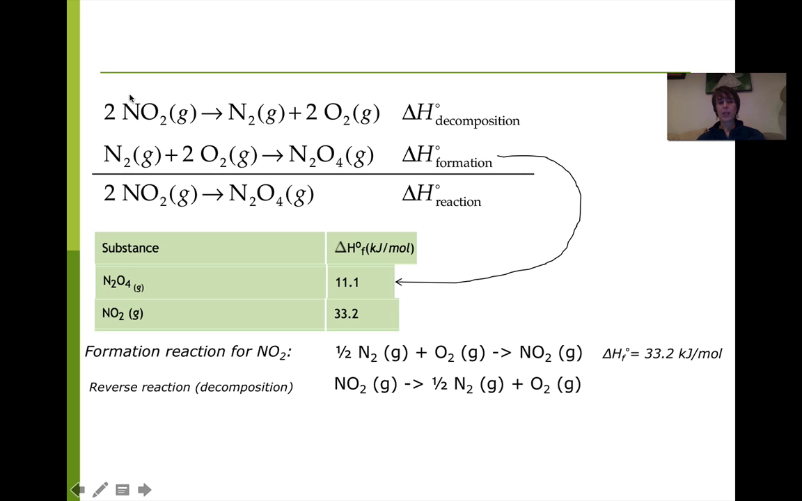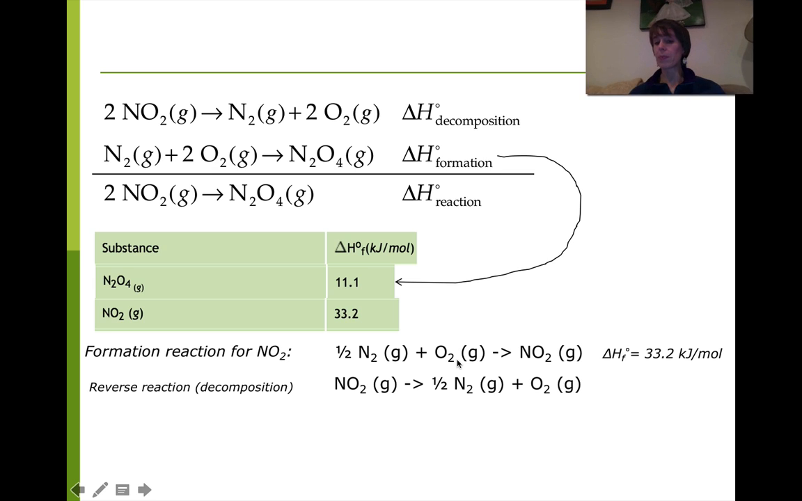Now, up here, the NO2 is on the left side. It's a reactant because we're decomposing it. We can flip the formation reaction, half a nitrogen plus 1 oxygen, in reverse, and we will know the enthalpy change associated with that reversed reaction because, since enthalpy change is a state function, the enthalpy change of the reverse reaction is equal in magnitude but opposite in sign. So the enthalpy change associated with this reverse reaction is negative 33.2 kilojoules per mole.